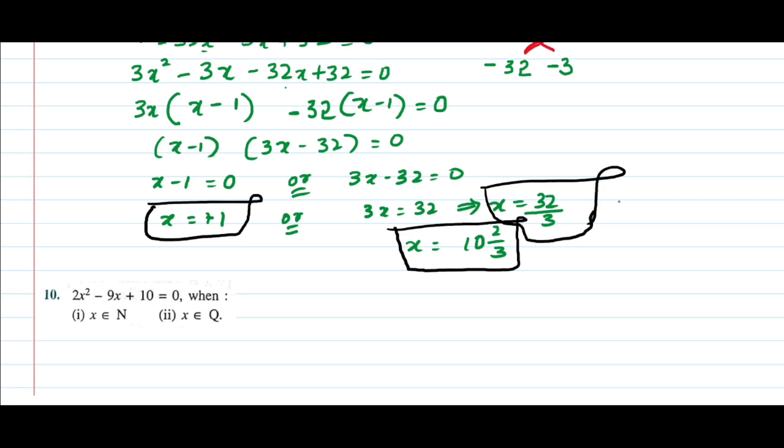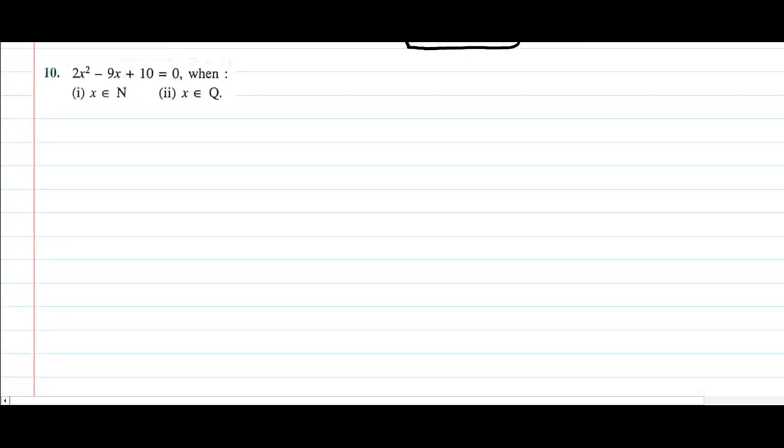So in today's session we will solve the last example. In the upcoming session we will continue the 5 point B exercise. We will start from the 11th question. So this is 2x square minus 9x plus 10 is equal to 0, when x belongs to N, that is natural numbers, and x belongs to Q, that is rational numbers.